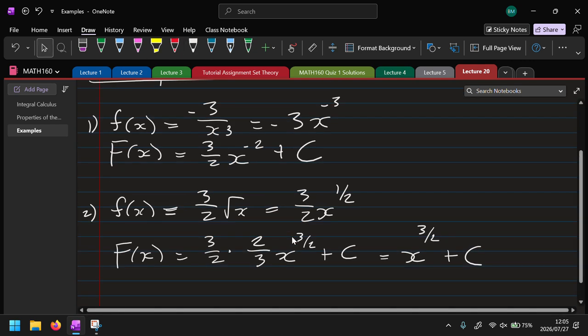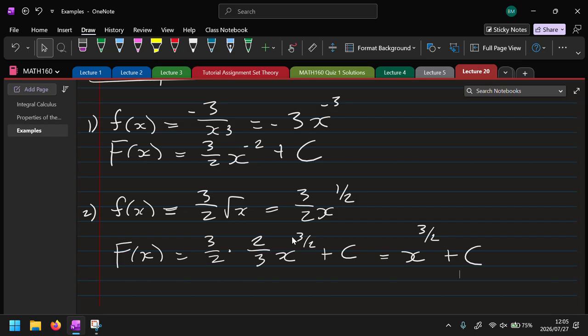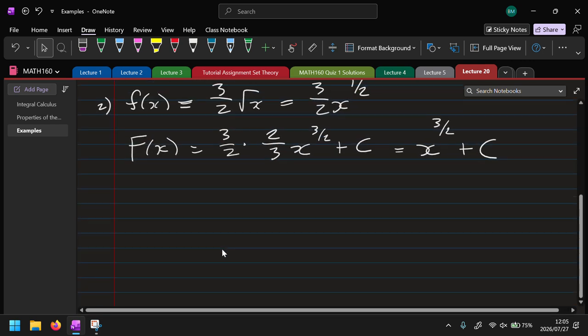And the nice thing is, for all of these problems, you can check your answer right away. What's the derivative of x to the 3 over 2? The derivative is 3 over 2 x to the half, which is what we started with. So you can always go backwards, check your answer, and you know it's correct before I even mark it. And that's true for whatever I give you. You can always check it by taking the derivative and seeing if it matches what we started with. Okay.